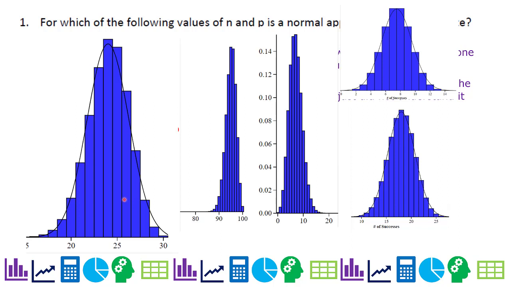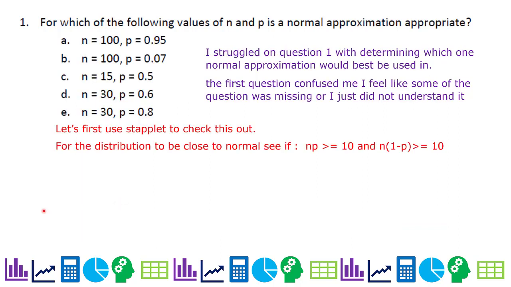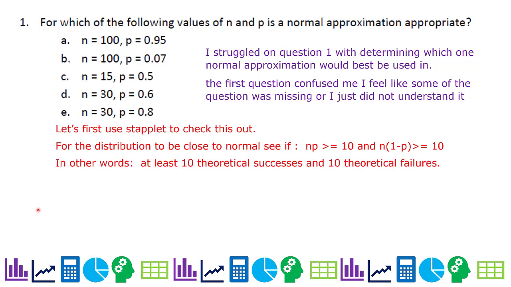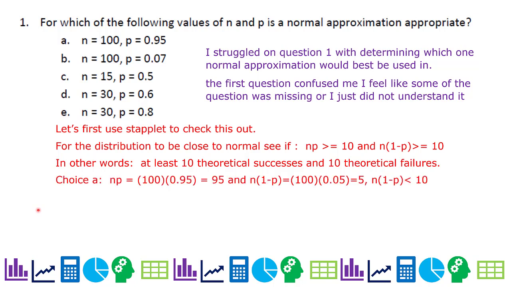So how do we figure this out numerically? Well, there's a very simple rule. We check that n times p is greater than or equal to 10 and n times 1 minus p is greater than or equal to 10. So we need at least 10 theoretical successes and 10 theoretical failures. So my first choice, I calculate, and I have 95 theoretical successes and 5 theoretical failures. Next, I have 7, which is less than 10, so that's already less than 10. I don't have to check n times 1 minus p. I have less than 10 theoretical successes, so I can already skip on.